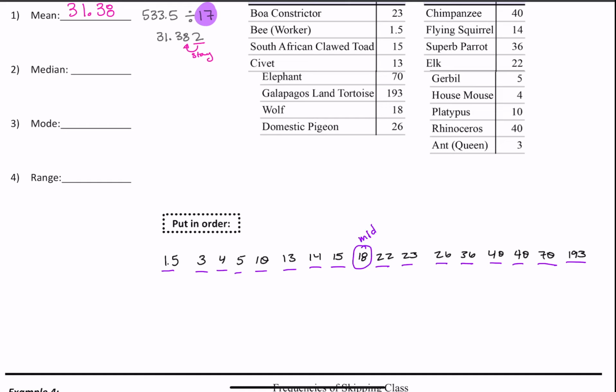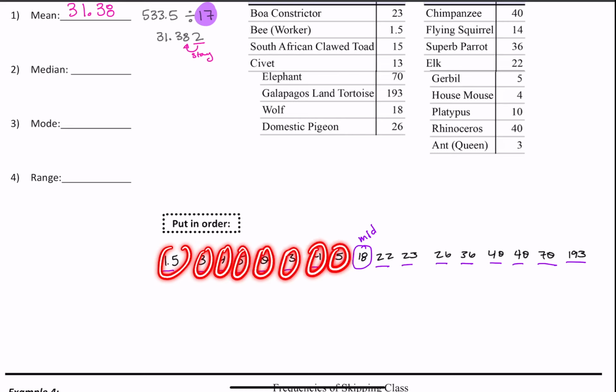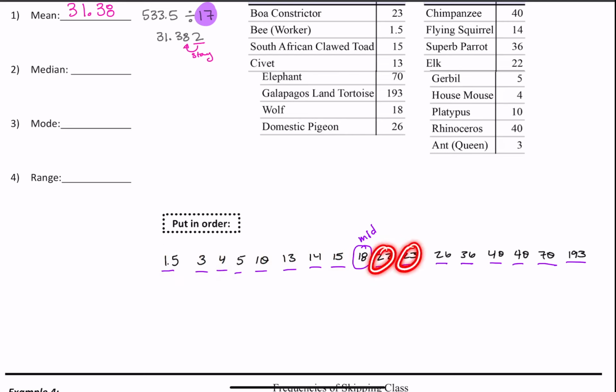Double checked. Do you have the same number on one side of this 18 as the other? So I have 1, 2, 3, 4, 5, 6, 7, 8 on one side, and then we have 1, 2, 3, 4, 5, 6, 7, 8 on the other side. Always double check. So my middle number is 18. How lovely.